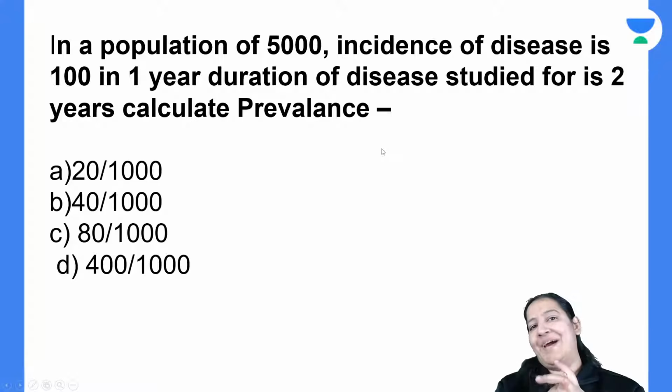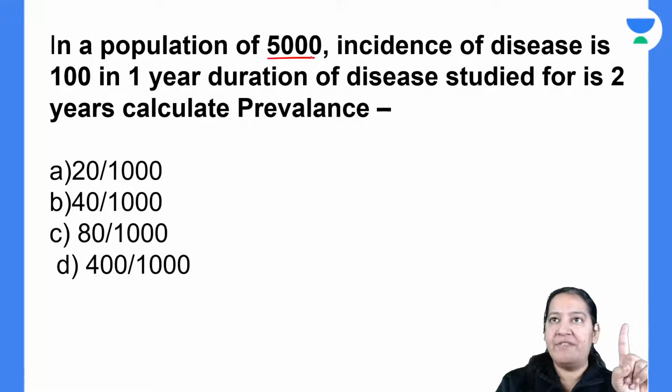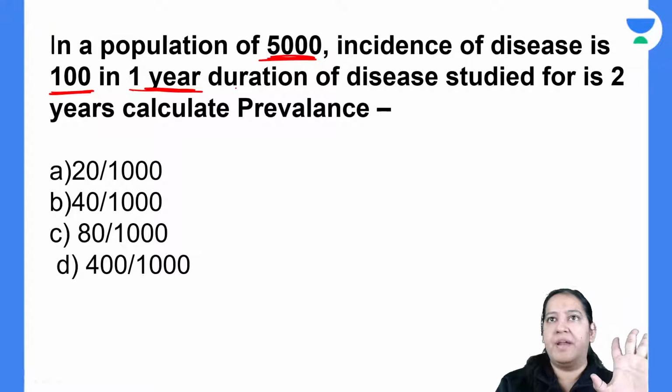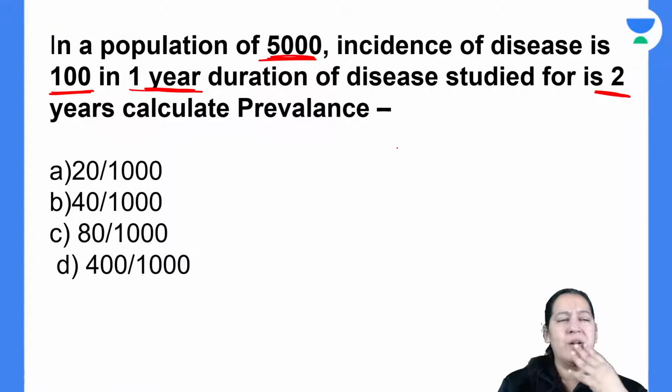We will do one more numerical. It is in front of you. Please try it out. Okay, I will read it for you. In a population of 5,000, so total population is 5,000, incidence of a disease is 100 in 1 year duration. So 100 per 1,000 per year, right? Duration of the disease studied is 2 years. So what is the prevalence? It's a very simple question.